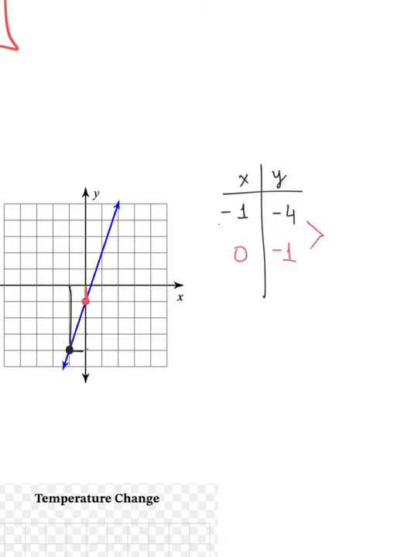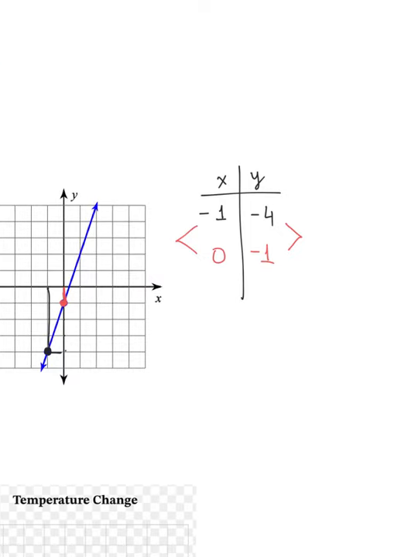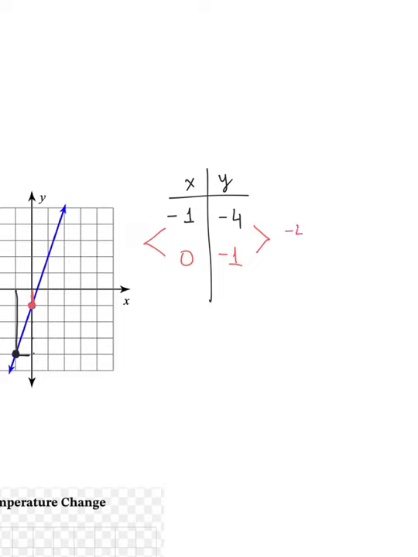Changing y over changing x. If you do top subtract the bottom, on the other side you need to do top subtract the bottom as well. Top is -4, subtract the bottom is -1. I'm going to do KAO: keep, add the opposite. So -4 plus 1 is -3. For changing x, -1 minus 0 is -1.